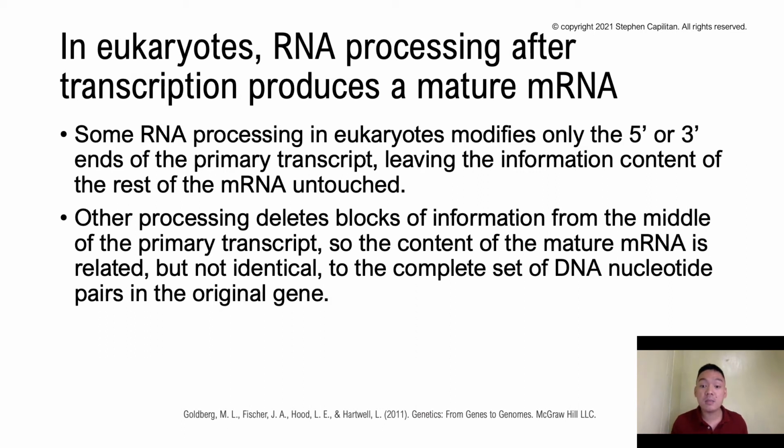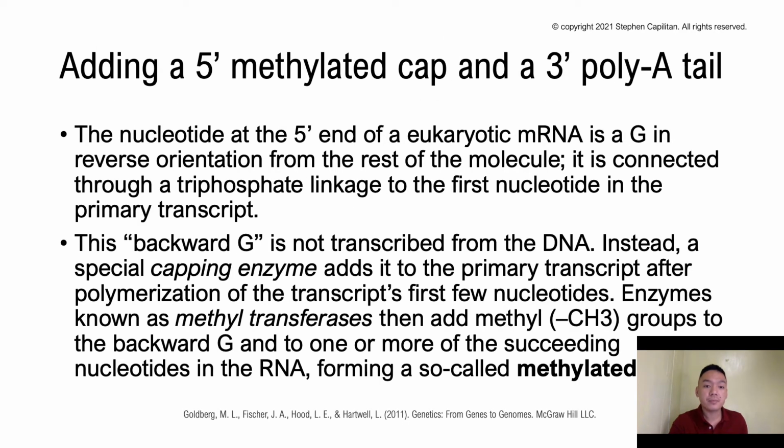Other processing deletes blocks of information from the middle of the primary transcript, so the content of the mature mRNA is related but not identical to the complete set of the DNA nucleotides which is paired in the original gene. Okay? Mature mRNAs are related but not identical. So we will be adding, okay, the process in eukaryotes is adding a 5' methylated cap and a 3' poly A tail.